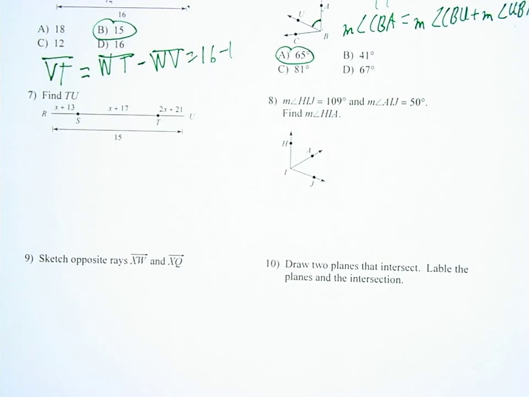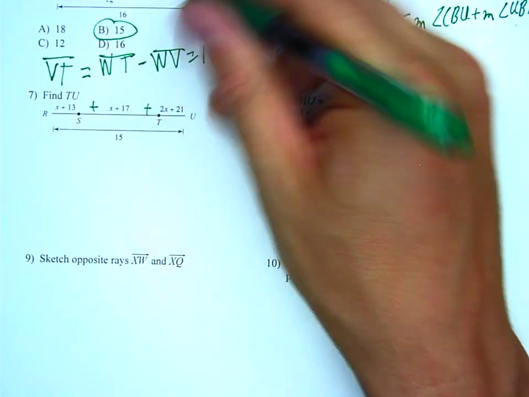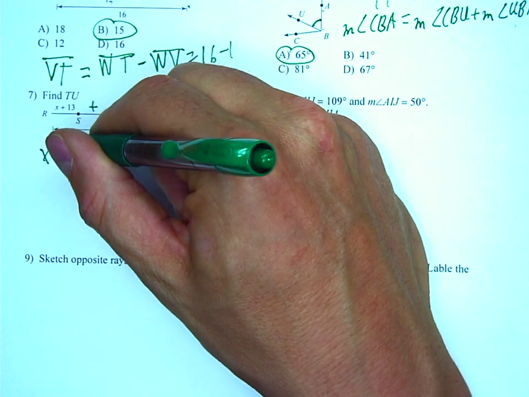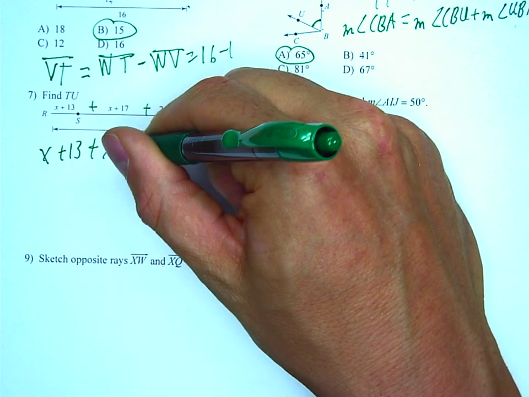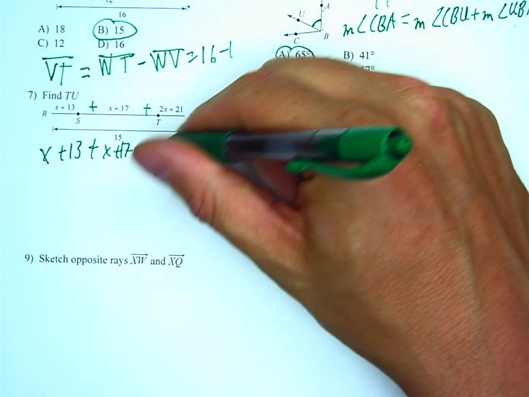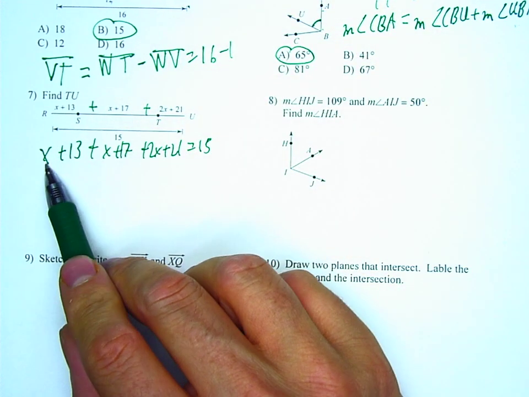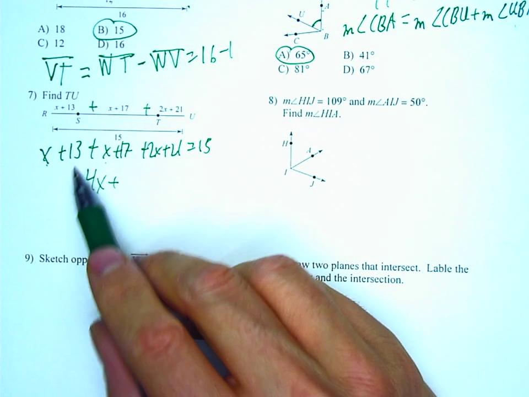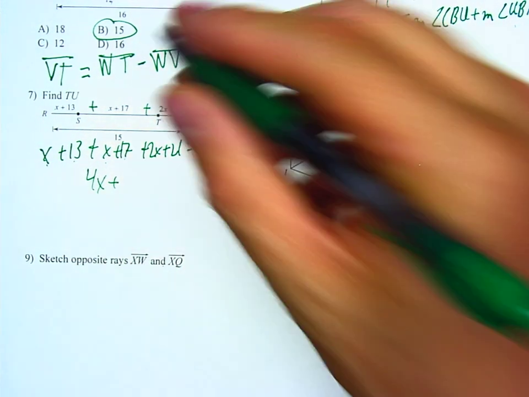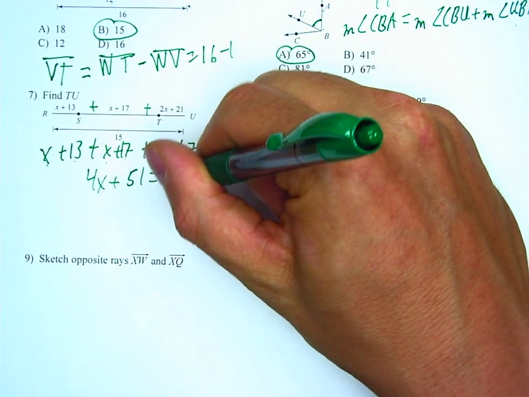Find the length from T to U. All right, so the entire length of this segment is 15. So I will take each of these added together and set equal to 15. So x plus 13 plus x plus 17 plus 2x plus 21 equals 15. So I've got 4 x's plus 13, 30, 51 is equal in value to 15 in length.